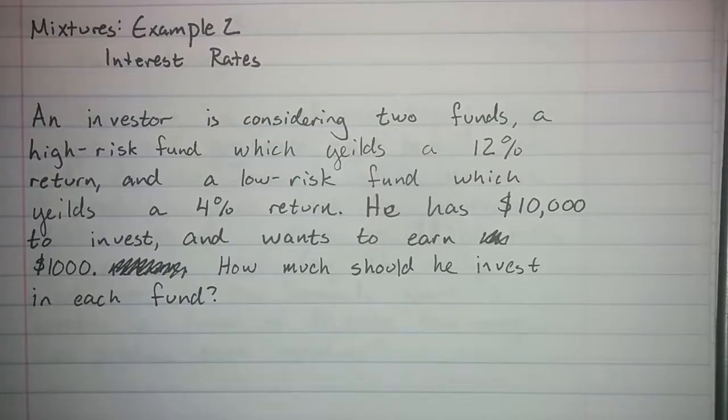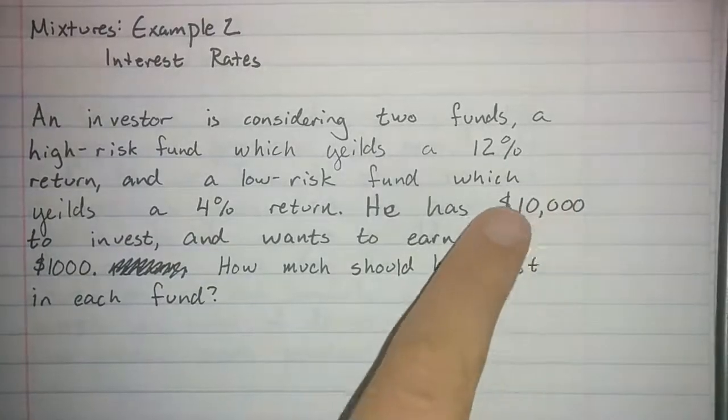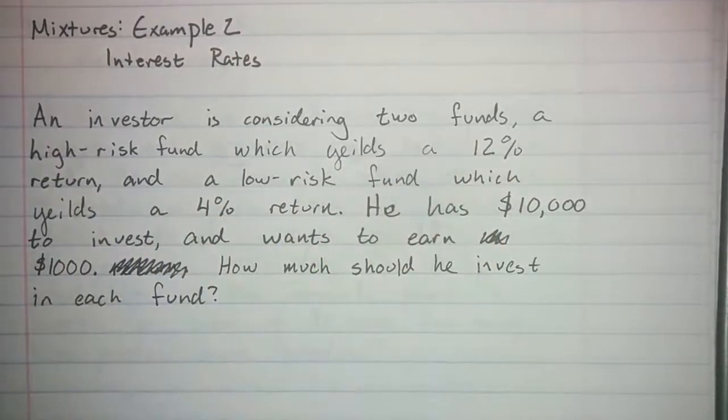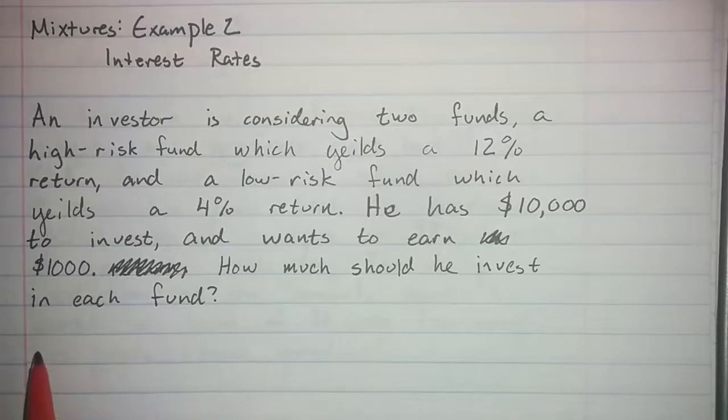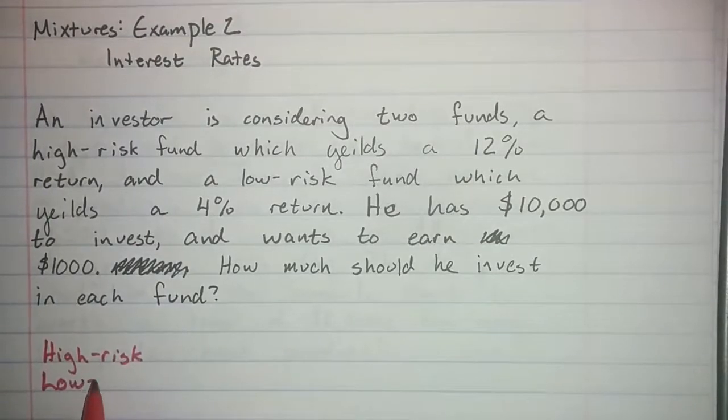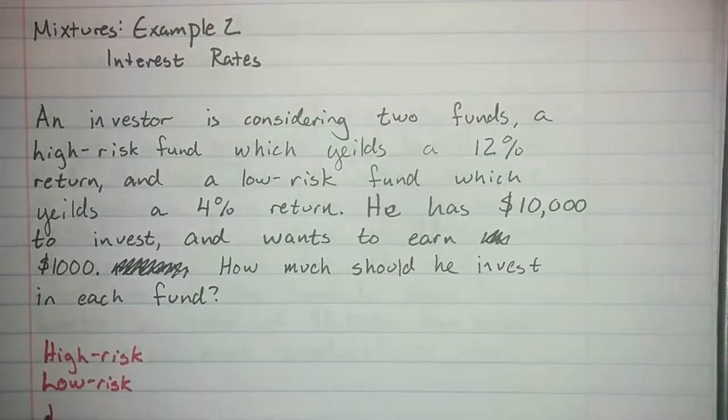So it's a little bit less obvious that this is about a mixture. The word mixture isn't right in the problem, right? But he's combining two investments, and we have information about the lump investment and information about what each investment returns. So let's see. We have the high-risk fund and the low-risk fund and the total investment.